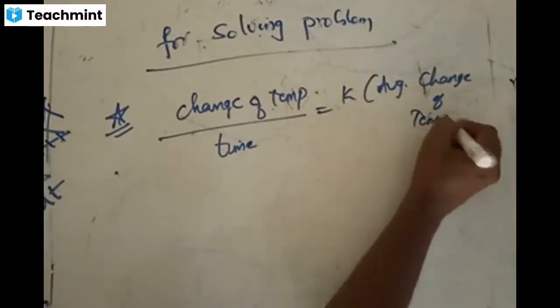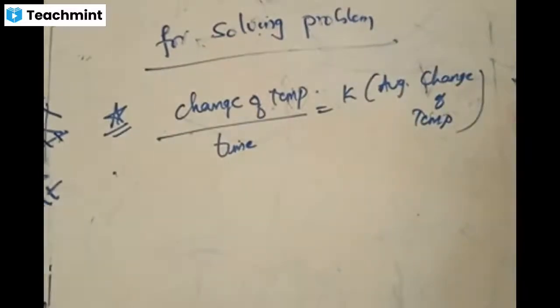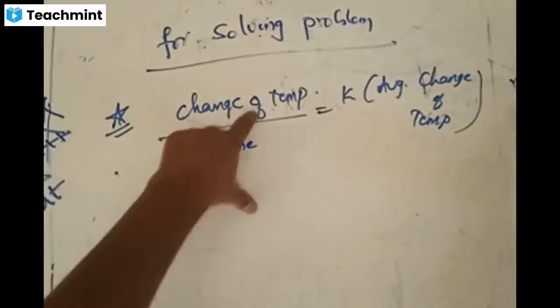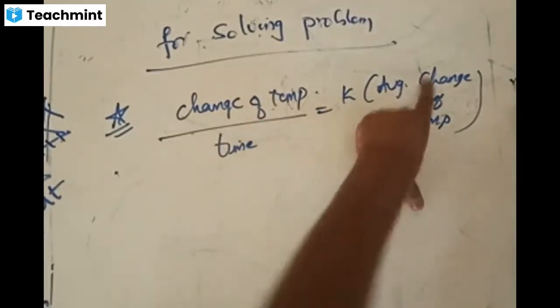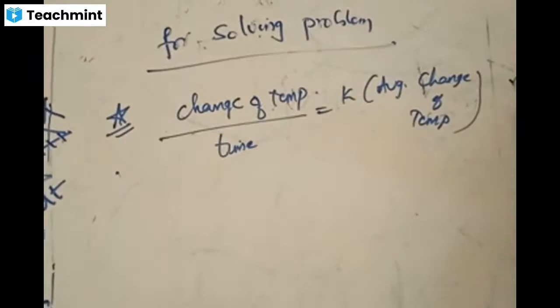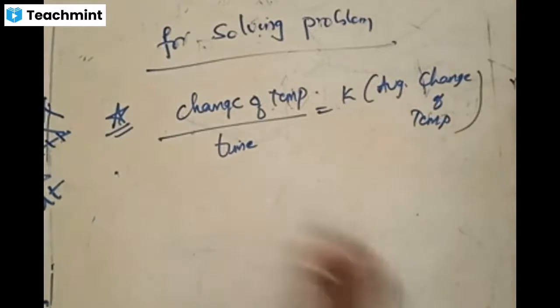You should remember this formula. Remember this formula like this: change of temperature by time is equal to K, a constant. We will find this value K from the average change of temperature. This is a formula you should remember while solving the problems. Let me take this mathematical form like this.